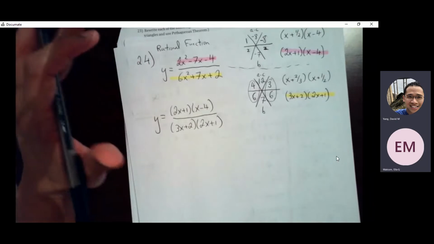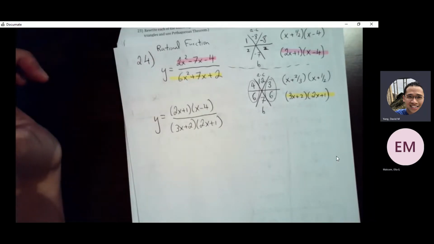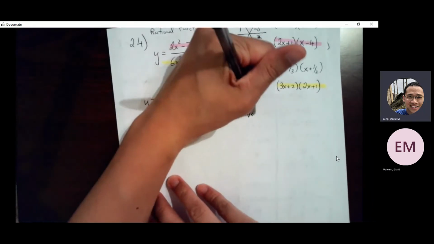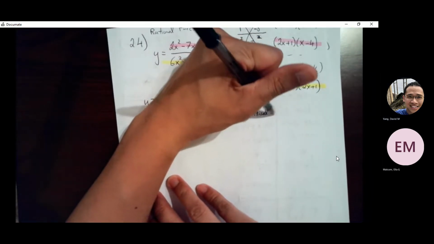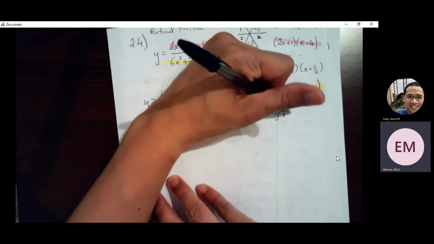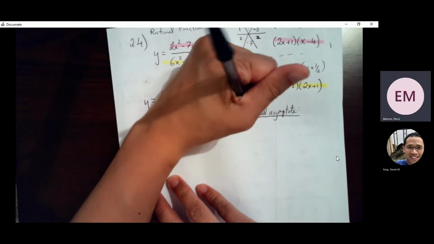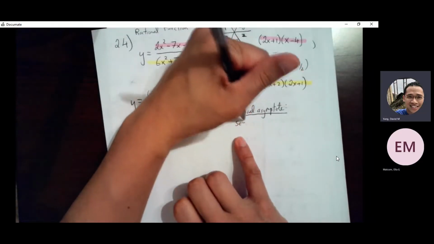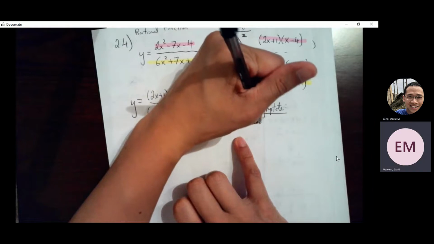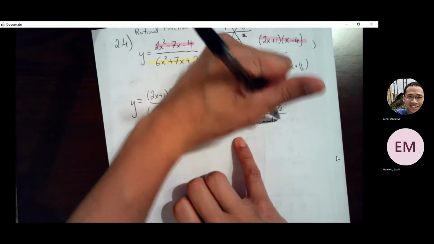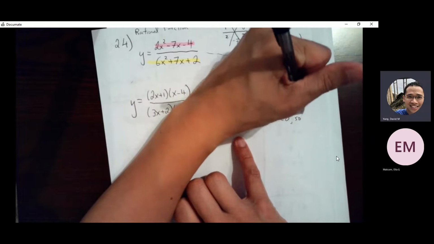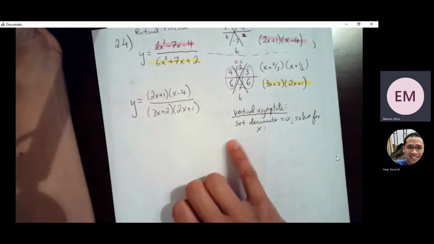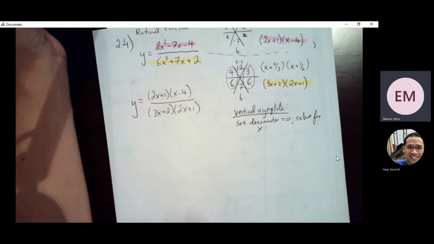So we're looking for vertical asymptotes, horizontal asymptotes, and holes. Here's what we can do with vertical asymptote. It comes from the denominator. So we set the denominator equal to 0, and then we solve for x. So (3x + 2)(2x + 1) = 0.